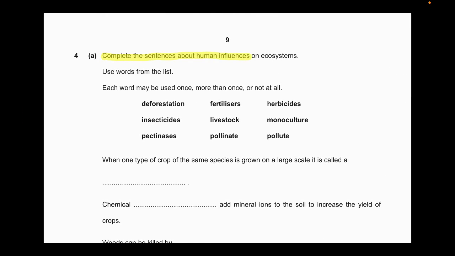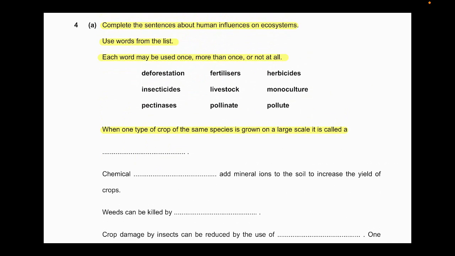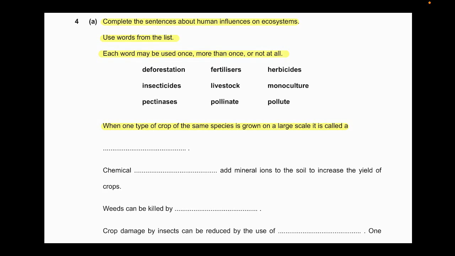Complete the sentences about human influences on ecosystem. Use words from the list. Each word may be used once, more than once, or not at all. When one type of crop of the same species is grown on a large scale, it is called a monoculture. So the answer will be monoculture.